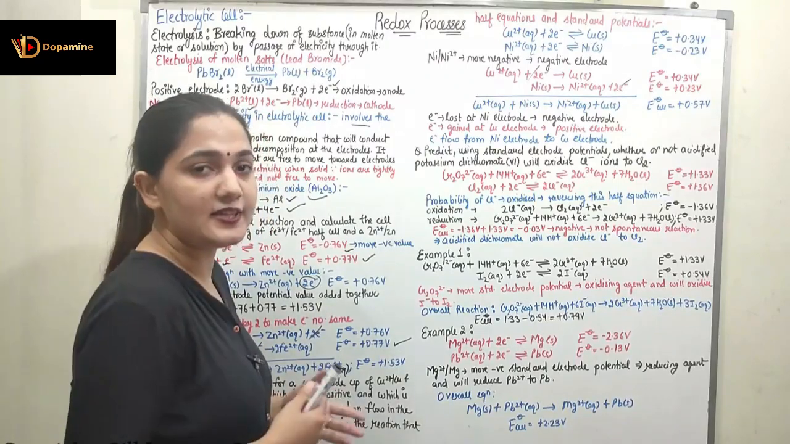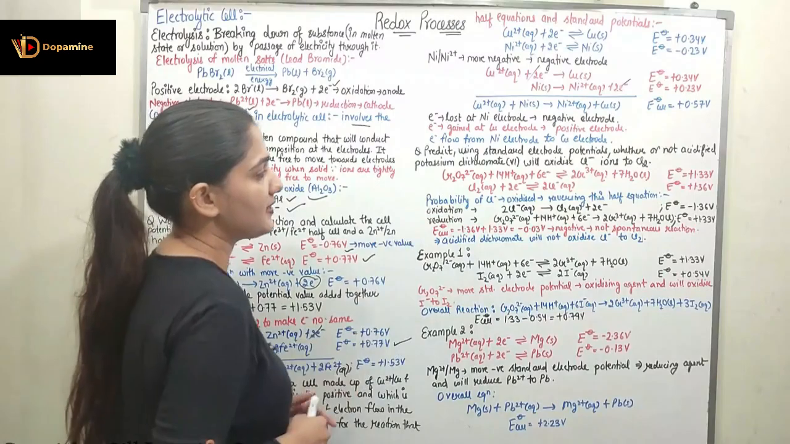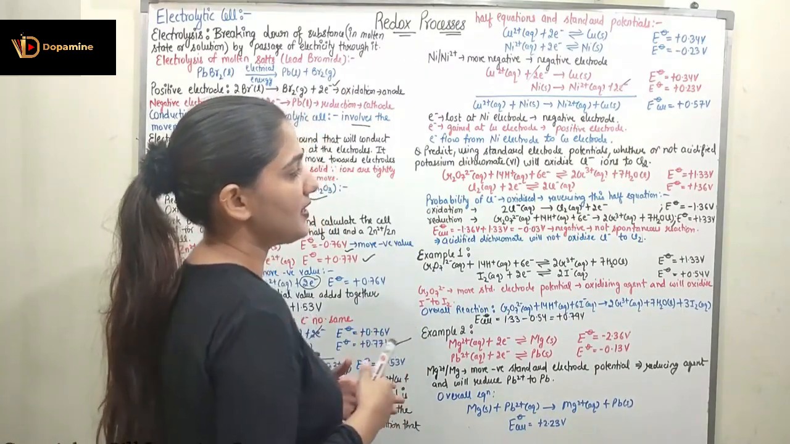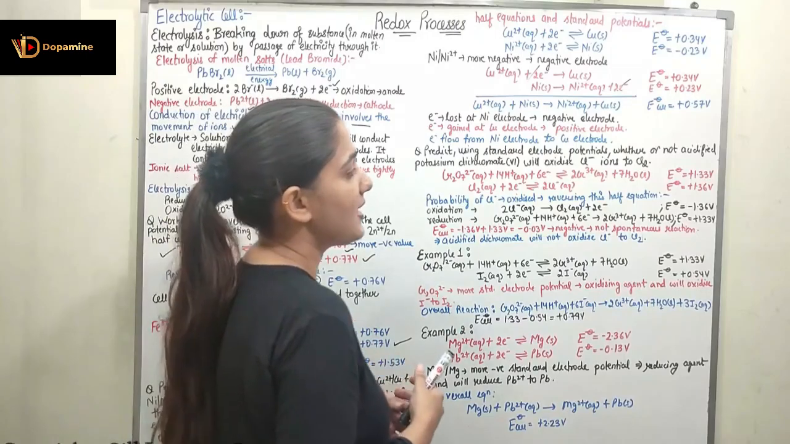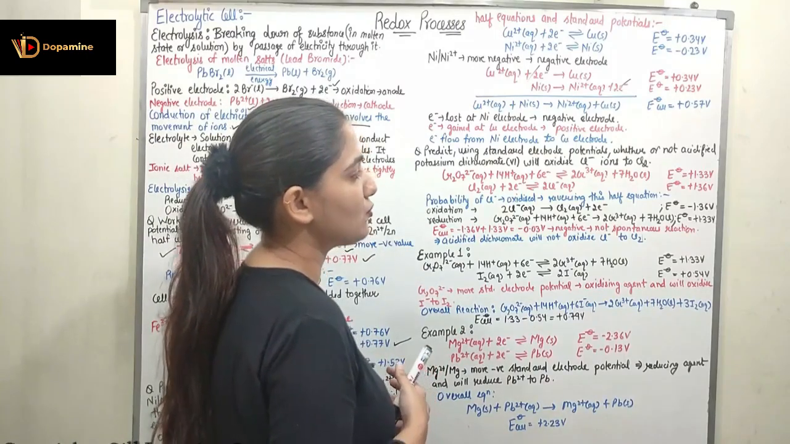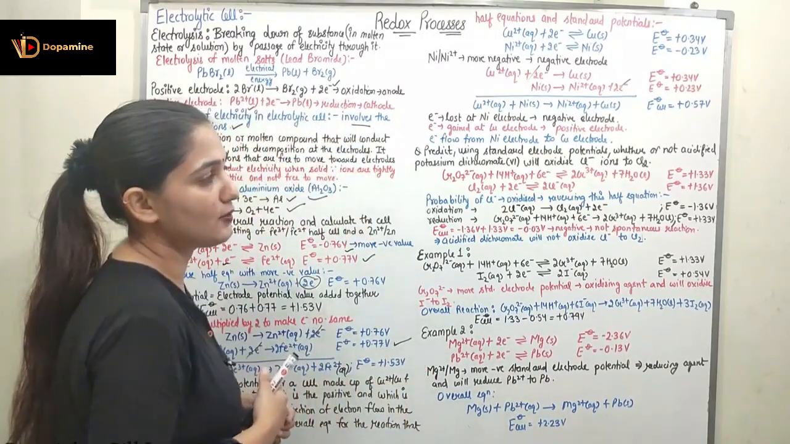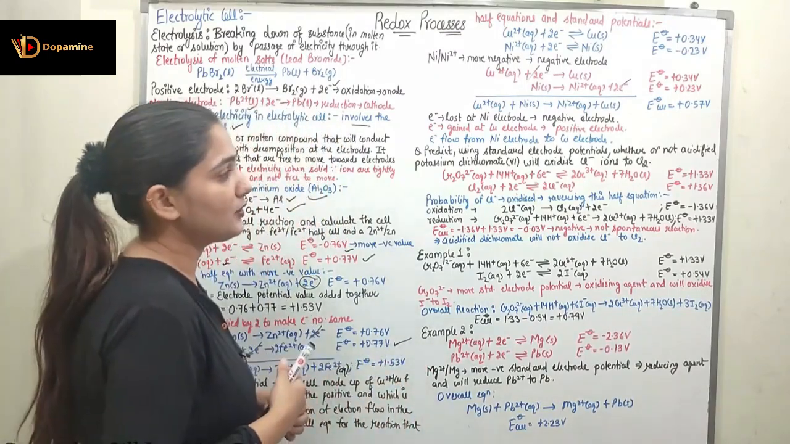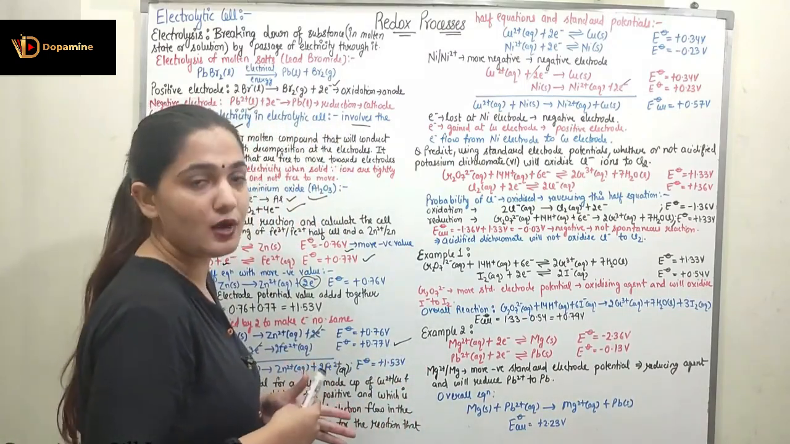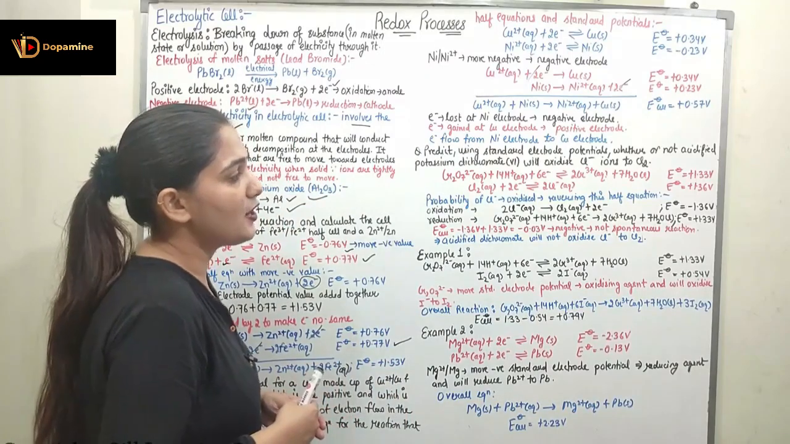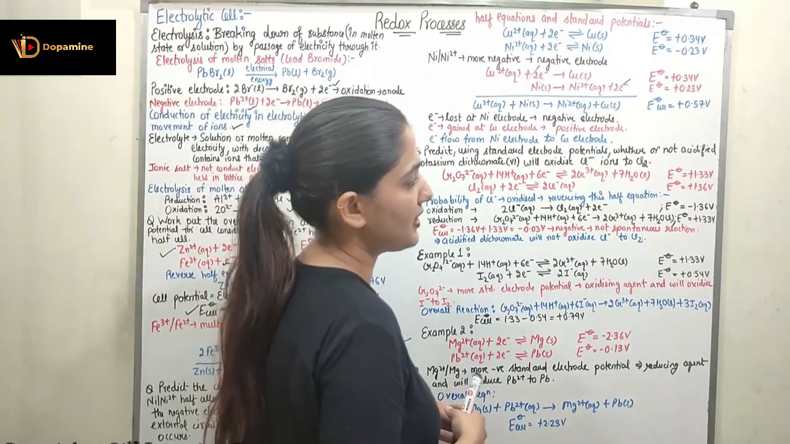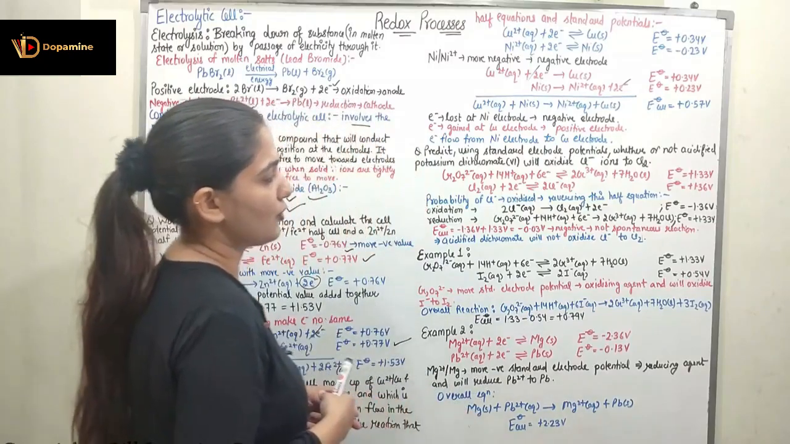So now acidified potassium dichromate can be represented as Cr2O7 2- aqueous. Coming to its half equation: Cr2O7 2- aqueous plus 14H+ aqueous plus 6 electrons is in equilibrium with 2Cr3+ aqueous plus 7H2O, and it has the electrode potential of +1.33 volt. Coming to the Cl- to Cl2 half equation: Cl2 plus 2 electrons is in equilibrium with 2Cl- aqueous, which has the electrode potential of 1.36 volt, right?